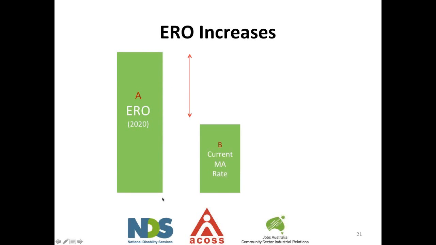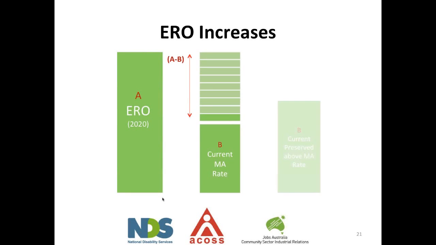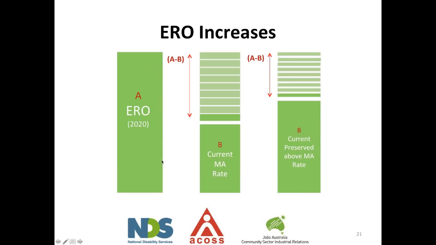I think this is really important. This quite clearly sets out what we're talking about, but in a more visual way that I think is easier to understand. So this is what the full ERO modern SCHADS award will look like come December 2020. You can see that's quite a high rate of pay. This is the current modern award rate. You can see it sits substantially below where the full ERO will be. So we need to get from here up to the full ERO amount.